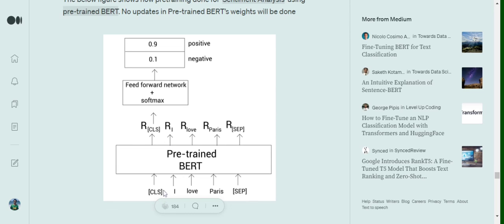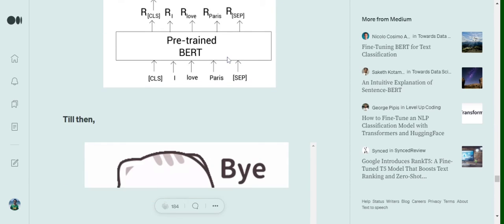So as you can see in the architecture, "I love Paris." Assume that it is a classification problem. We have a pre-trained model. It generates the attention embeddings for each of the tokens. Then we apply a softmax plus feed forward network and get the classification.